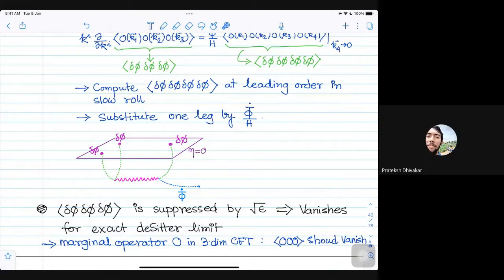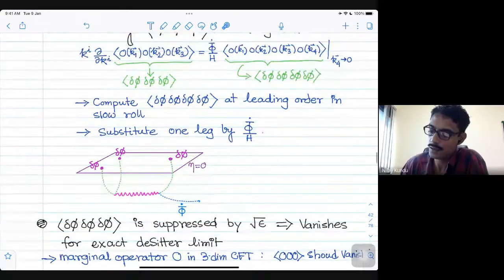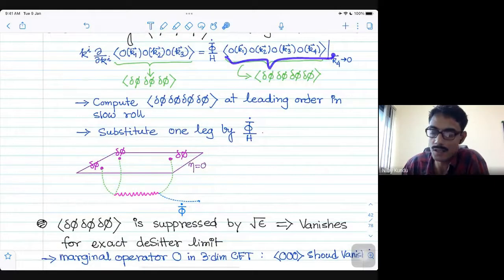So there are some diagrams in the 4-point function which are already suppressed by the slow roll parameters, but you're using this Ward identity to find the 3-point function, and the coefficient of the 4-point function already has another slow roll. So it will be like, is it? No. So the 4-point function in the leading slow roll approximation does not vanish.